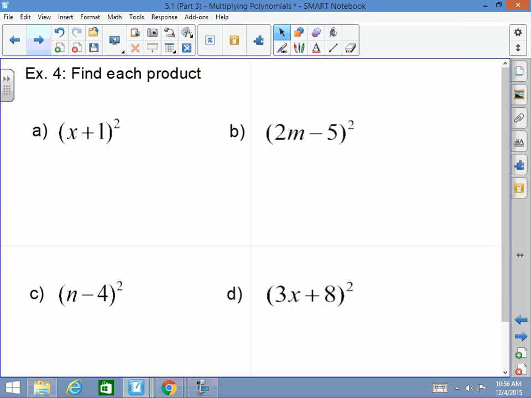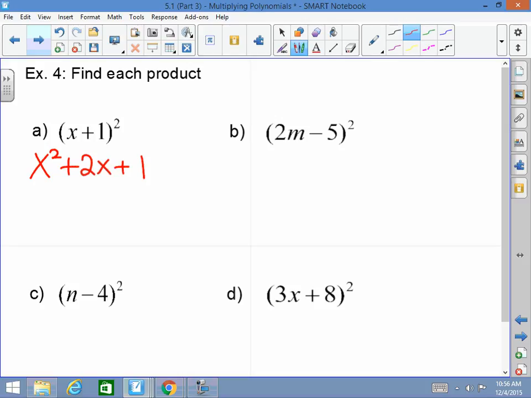Let's practice. X plus 1 squared. First term squared, x squared. There's a plus here, so plus 2 times the first times the second, 2x, plus the second term squared. Done. Come on, be honest. That's a lot better than doing it the long way.